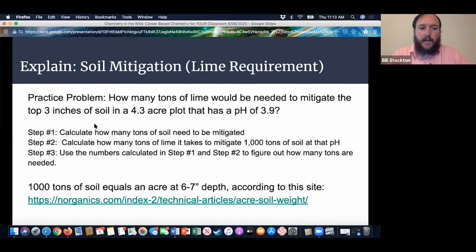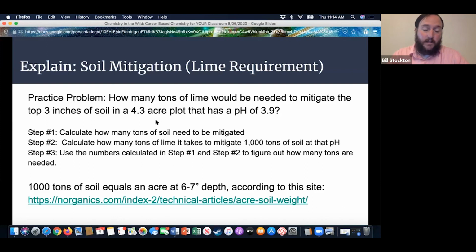Awesome. Yeah, that's what I got as well. So we got about 2,150 tons of soil need to be mitigated. And then after we get that number, now we need to figure out how much lime it takes to mitigate that much soil at that pH. So this is where our equation comes into play. And each of us have slightly different equations. But remember, we're trying to solve for how many tons of lime.